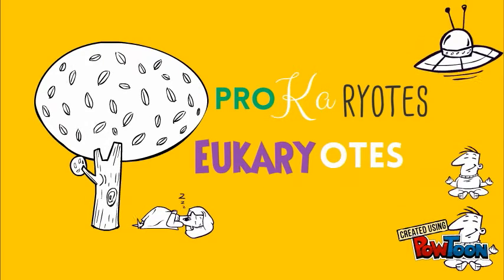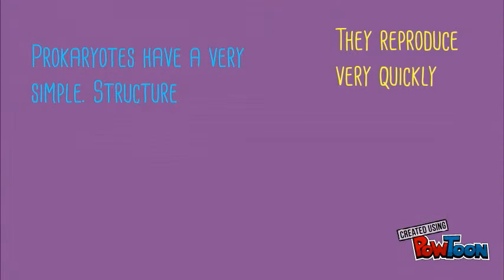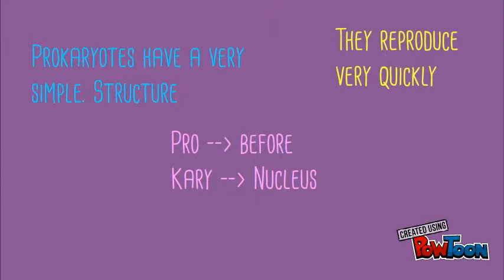Prokaryotes and Eukaryotes. Prokaryotes have a very simple structure, causing them to reproduce quickly. You can get the structure from the name prokaryote, pro meaning before and kary meaning nucleus. Therefore, it's before the nucleus, or in other words, without a nucleus.